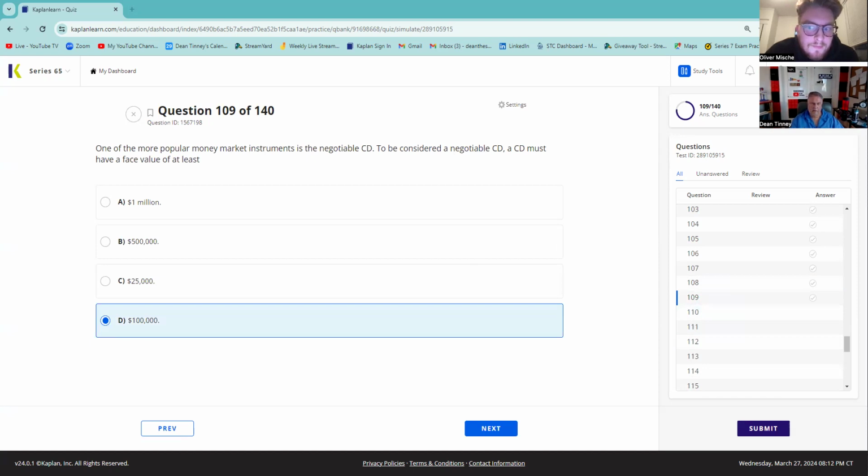In the retail branch, they might say, well, we don't offer jumbo CDs to retail customers, or maybe they'll say they do, but it's non-negotiable, meaning you can't sell it to a third party. Is a jumbo CD a security that needs to be registered? If it's negotiable, yes, it's a security, but it doesn't need to be registered. CDs are exempt from registration under the Uniform Securities Act.